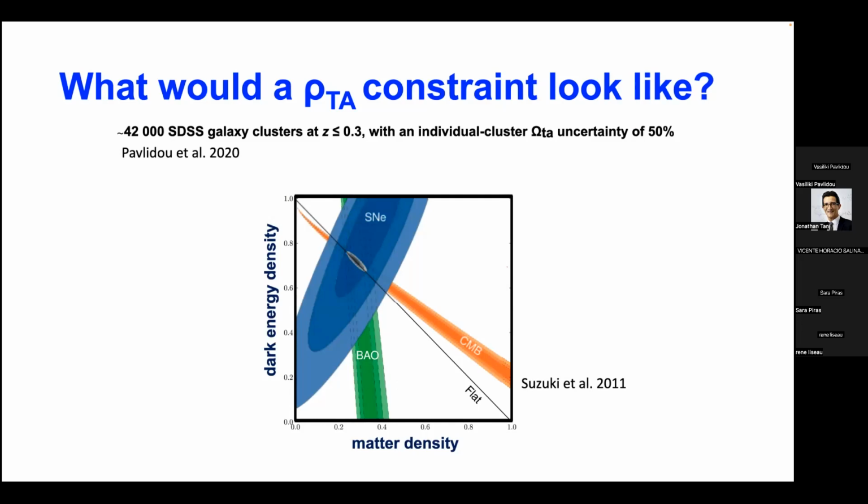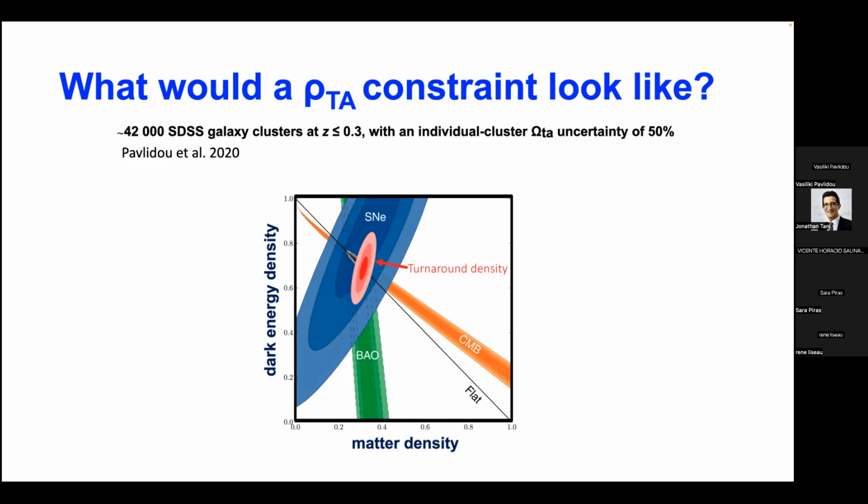Okay, so here's turnaround density. I haven't done it, right? This is not a real constraint. It's a projection. What I think will happen is, once we learn how to do this, and we do it well, and it's as mature as all the other probes, it's going to be an extremely strong constraint. And please note, this is a point.